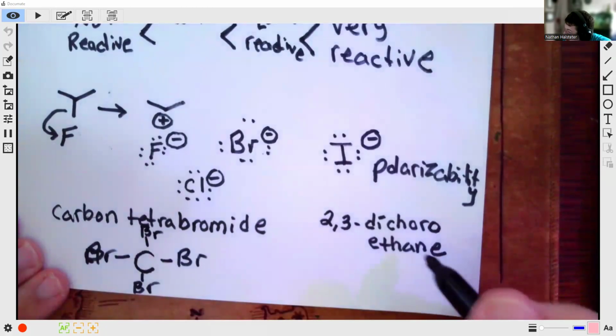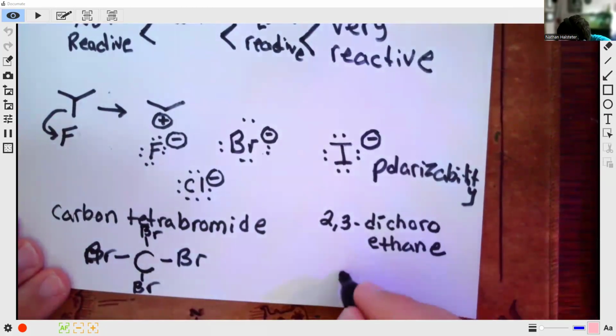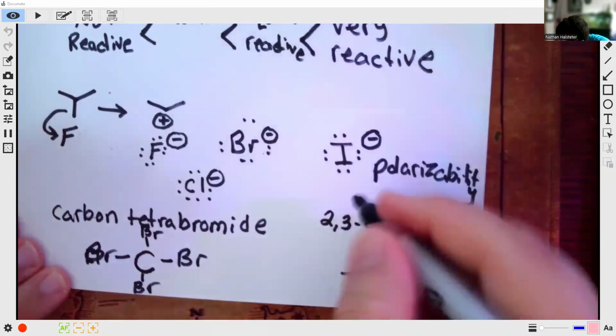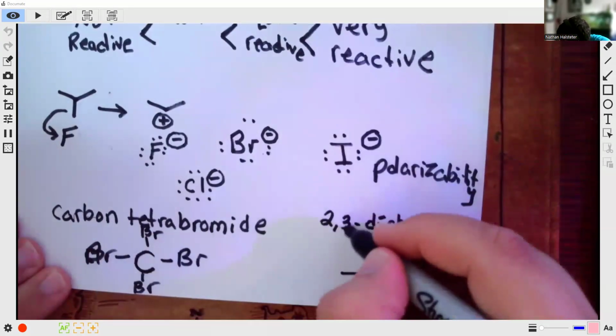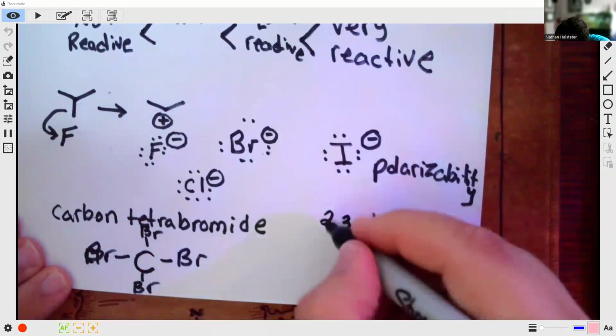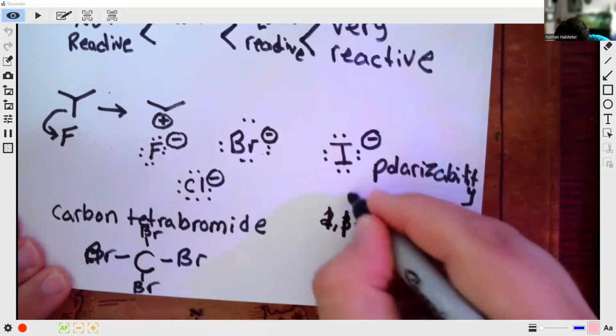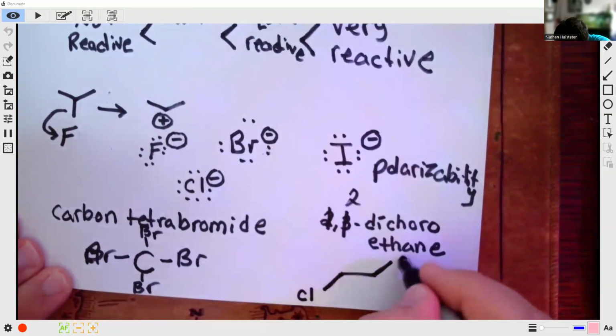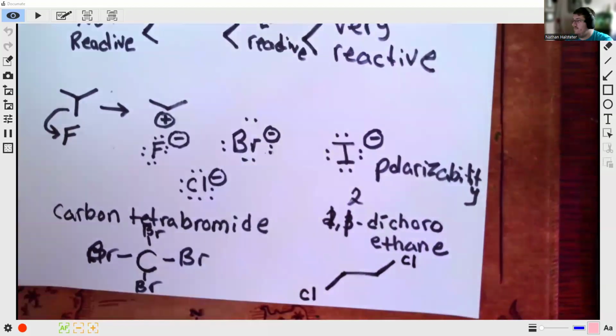Now 1,2-dichloroethane, ethane is just two carbons. Oh, I said 2,3. That name's no good. It's going to be easier to change here. Probably just 1,2. I apologize. So 1,2, carbon 1, carbon 2. So dichloro means we have two chlorines on the 1 and 2.